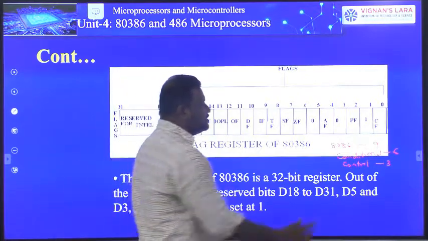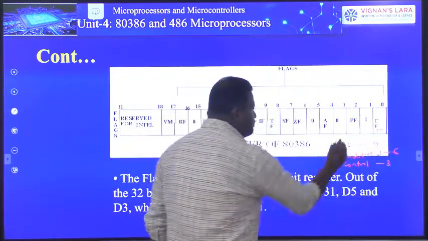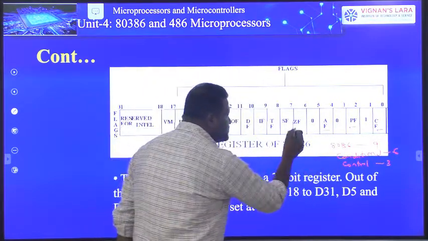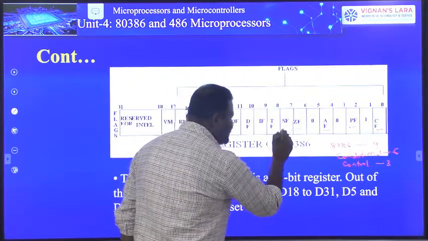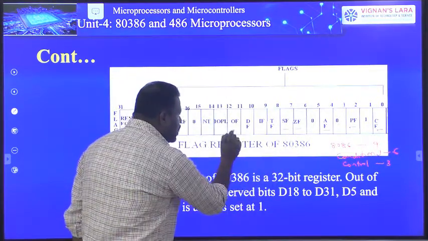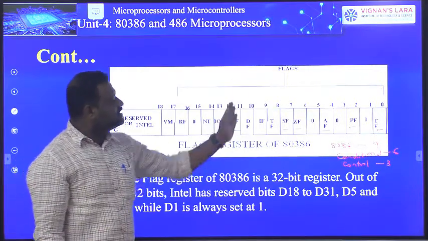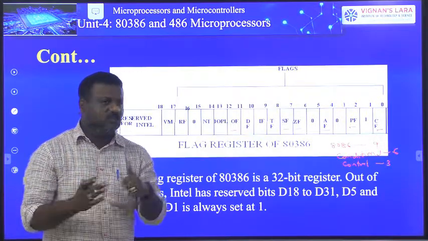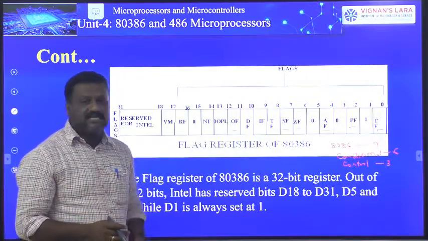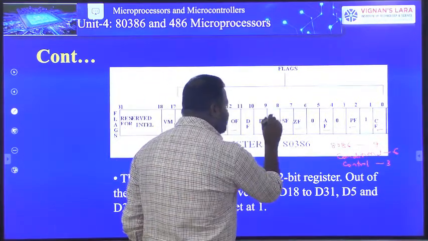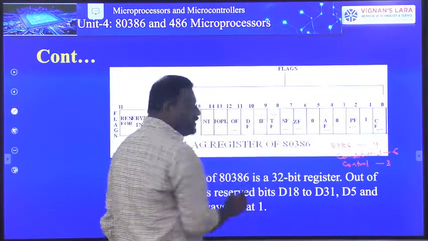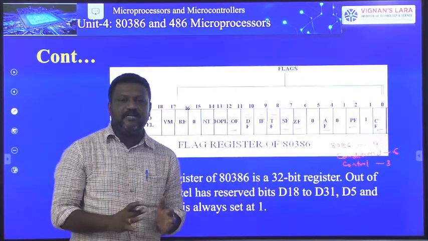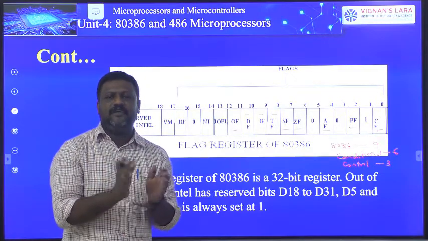What are the conditional flags? CF means carry flag, PF means parity flag, AF means auxiliary carry, ZF means zero flag, SF means sign flag, and OF means overflow flag. These 6 we consider conditional flags in case of 8086. The remaining 3 flags we consider control flags: trap flag TF, interrupt flag IF, and direction flag DF.